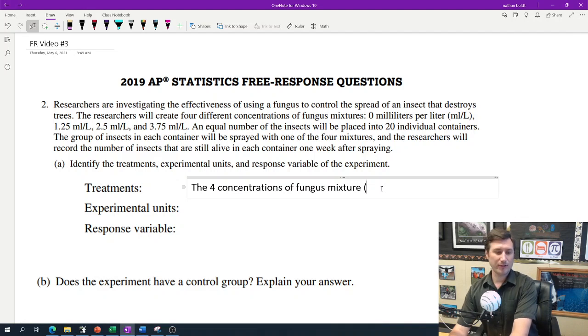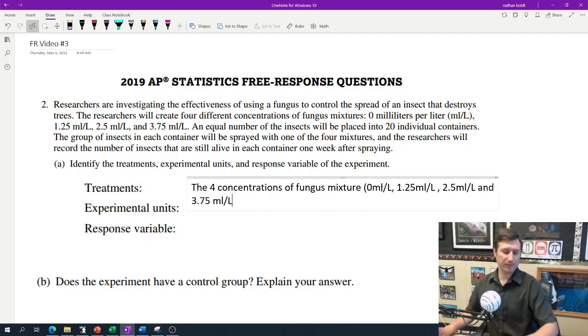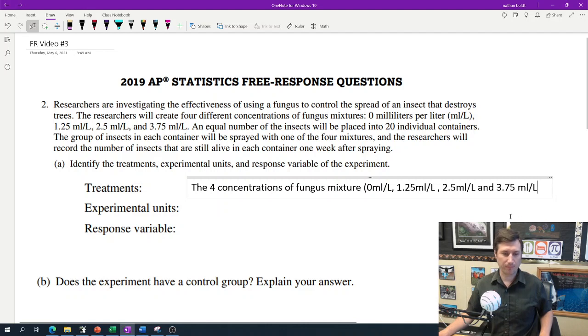Even better if you put 0 milliliters per liter, 1.25 milliliters per liter, 2.5 milliliters per liter, and 3.75 milliliters per liter. But somehow you had to show that there were 4 different levels there. You could not just say fungus mixture.